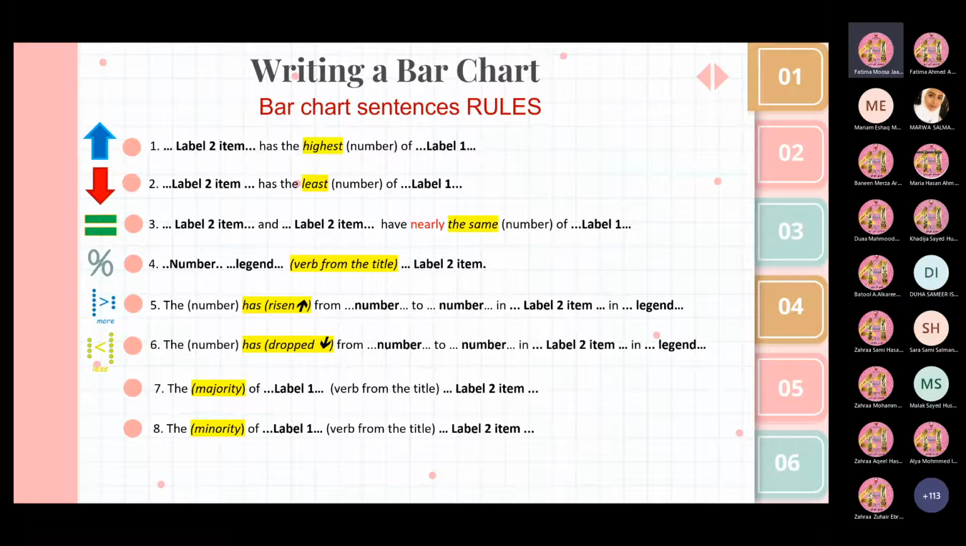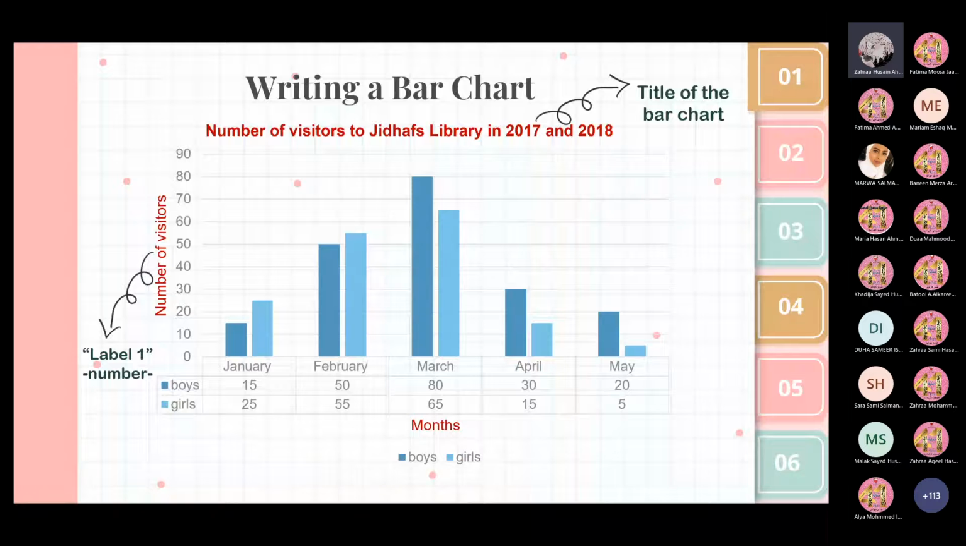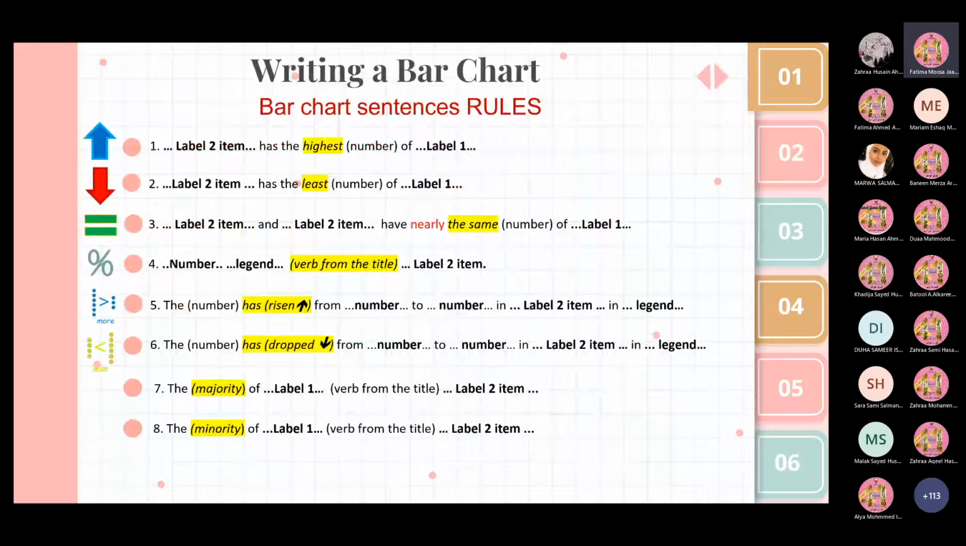And the eighth sentence is the minority. The minority is opposite of the majority. If the majority means the most, so the minority is the least. So we will say the minority of label 1, then the verb from the title, and label 2 items. So who will say the sentence? Zahra. Yes. The minority of visitors visit the library in May. Excellent, Zahra.